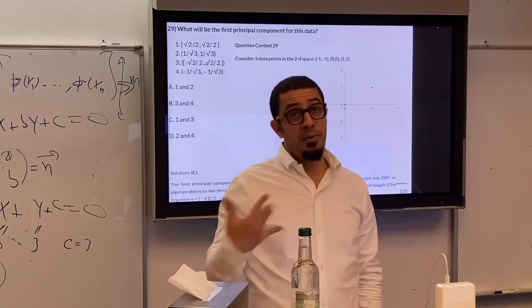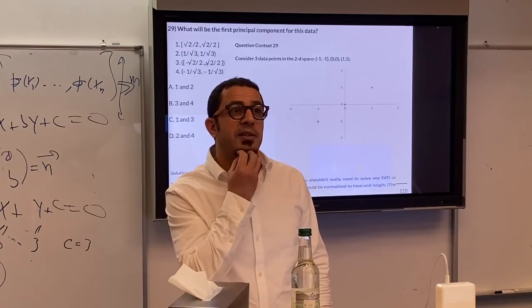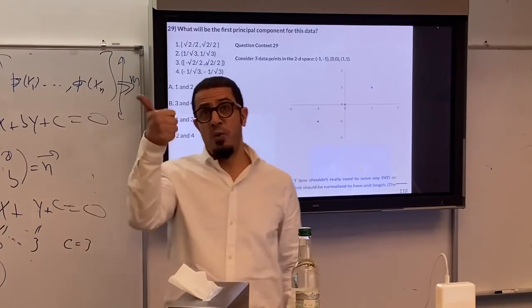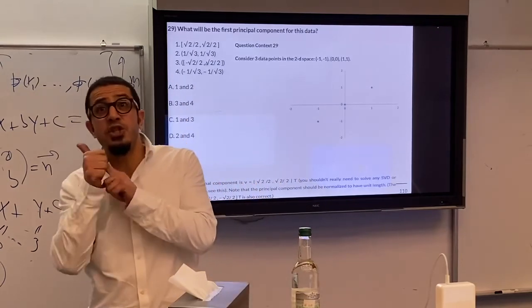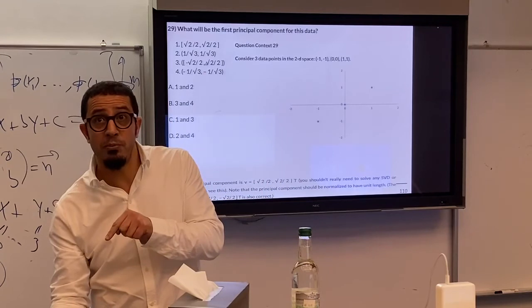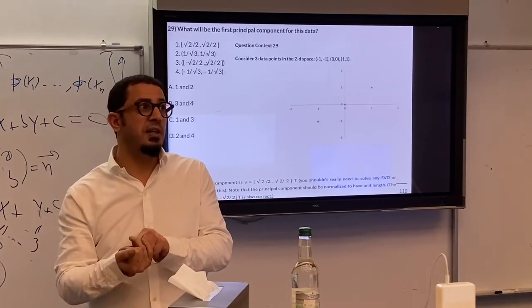Clear? You have to be careful about this specific point. Is it clear, or a tricky question? This one is tricky, because the vector is 1, 1, but you have to make sure that it's a unit vector. You have to divide it by its norm. The norm is square root of 2. You got the idea?